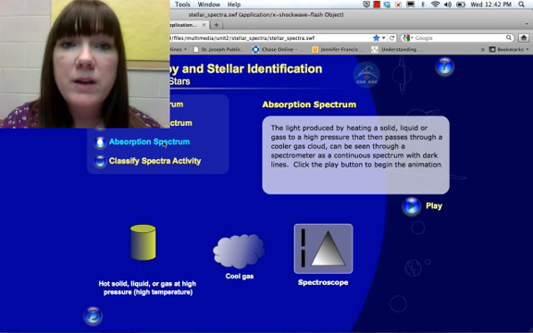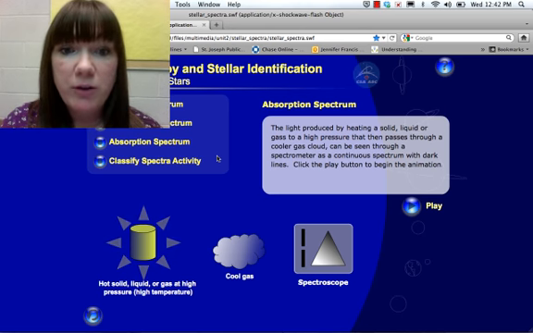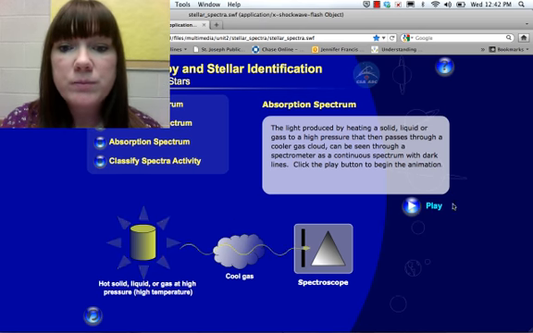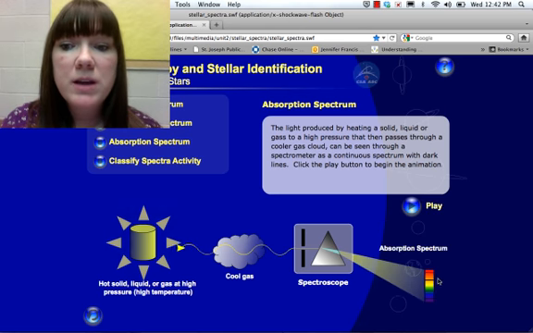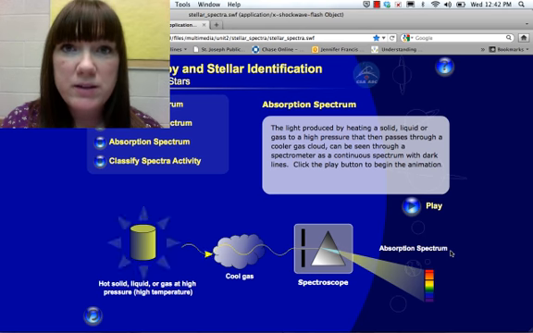And next we're going to look at the absorption spectra, which is when you have light produced by heating a solid, liquid, or gas to a high pressure, just like the continuous spectrum. However, it then passes through a cooler gas before passing through the spectroscope. So you can see what happens is you have the continuous spectrum, but on top of it you have some absorption lines, some darker lines.